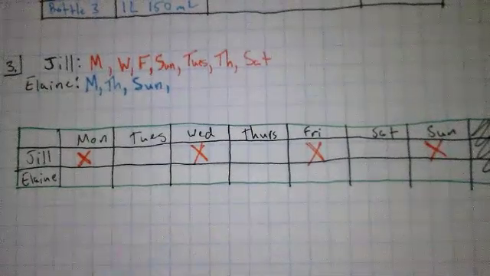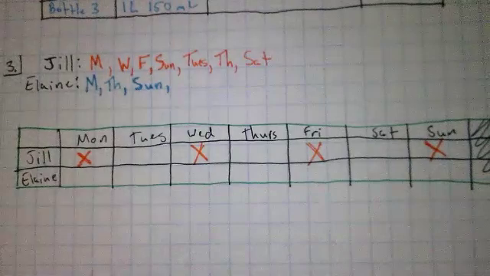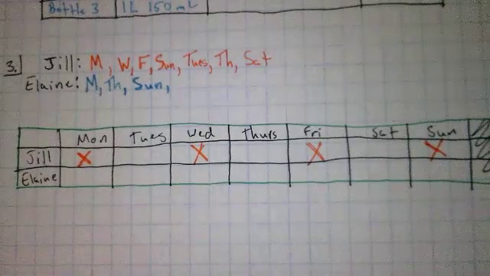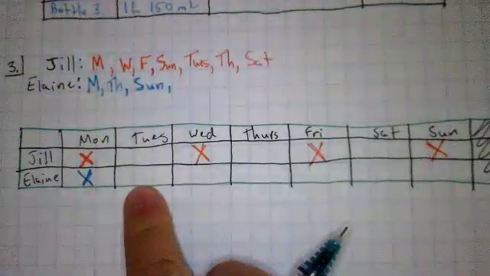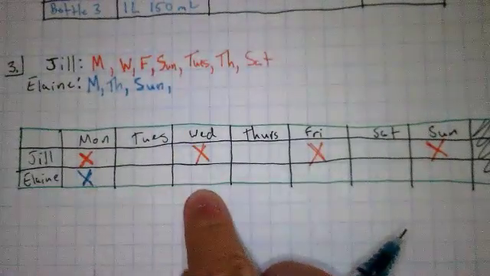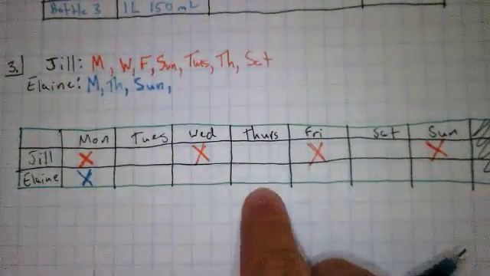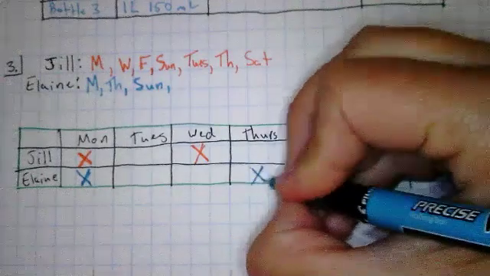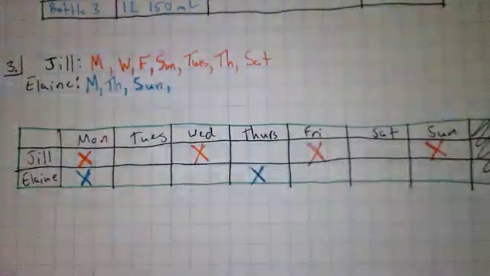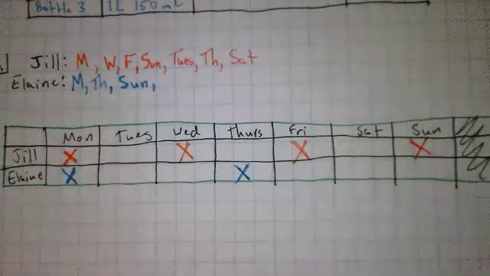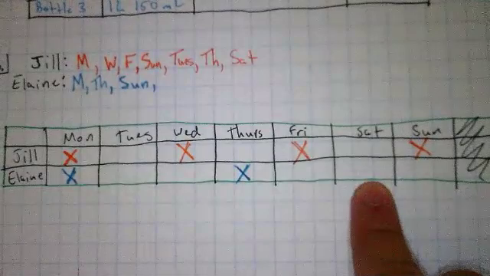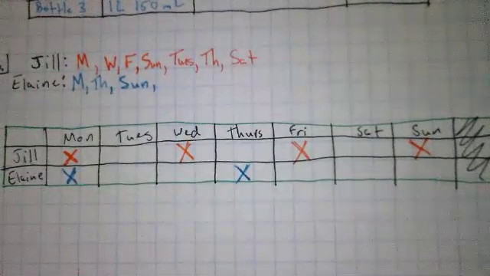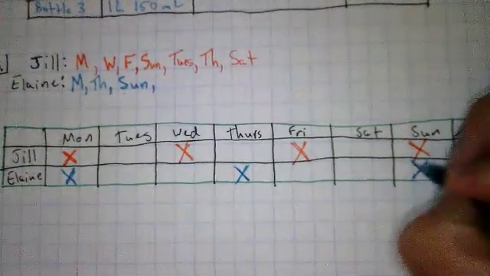Now, Elaine runs every 3 days. Okay? So she skips 2 days in between. She also starts on Monday. She runs on Monday. Does she run on Tuesday? No. Does she run on Wednesday? No. Does she run on Thursday? Yes. Have they run on the same day again yet? No. Does she run on Friday? No. Does she run on Saturday? No. Does she run on Sunday? Yes. Are they both running on Sunday? Yes.